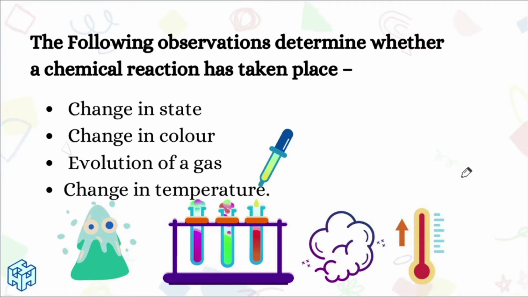Now, how can we understand that a chemical reaction has taken place? We should have some methods of understanding. Yes or no? Yeah. Now let me go through the following. By these following steps, we can understand that a chemical reaction has taken place. First, the change in state. Let me give a very simple example.